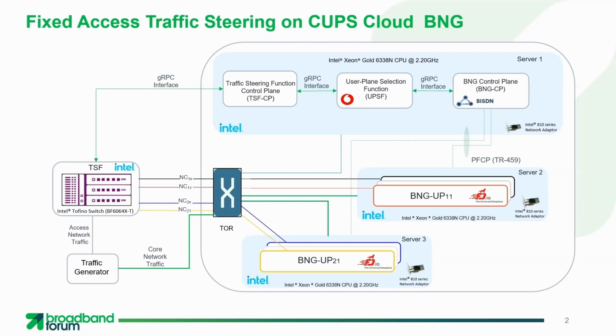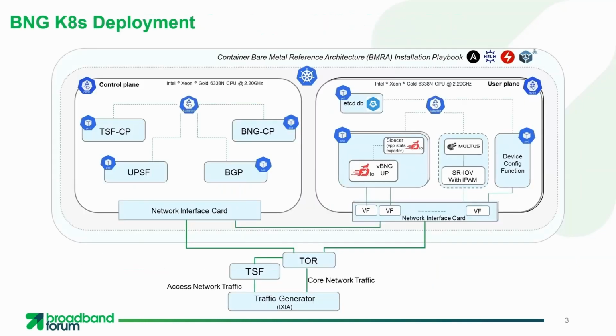It forwards the traffic of the subscriber to and from the identified BNG user plane. For the demonstration, we use Intel Container Bare Metal Reference Architecture, also known as Container BMRA, to deploy and configure Kubernetes cluster. Container BMRA employs Ansible playbooks and Helm charts for auto provisioning and configuration of the production-ready Kubernetes cluster. It also helps in configuring networking features as required by the application. In the Kubernetes cluster, we have set up 3 nodes on Intel Xeon SP CPU systems.